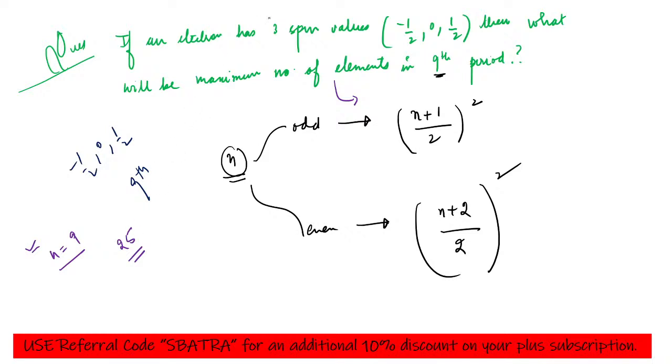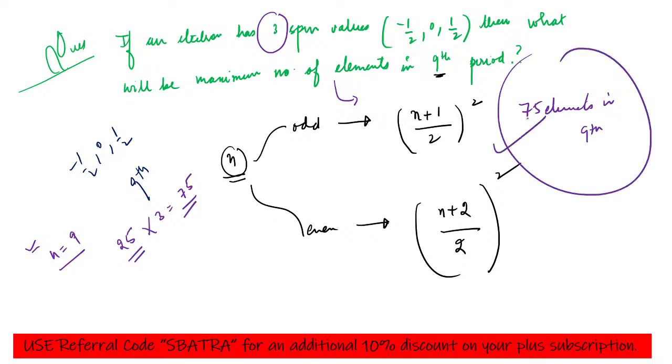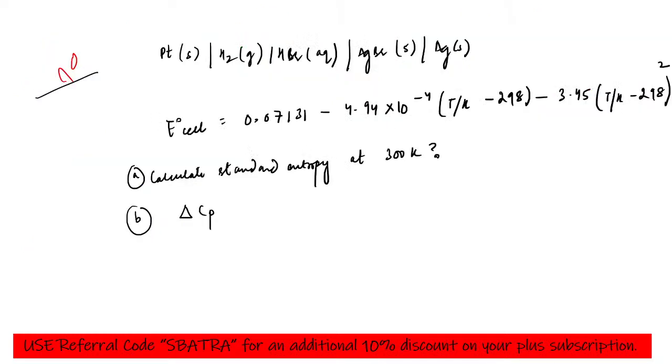Now it's given that 3 spin values are allowed. So if we have 25 subshells, multiplied by 3, 25 into 3 will be 75. So we can accommodate 75 elements in the ninth period. Is it clear to all of you? Any doubts? All right, great. So let's go to the next one now.